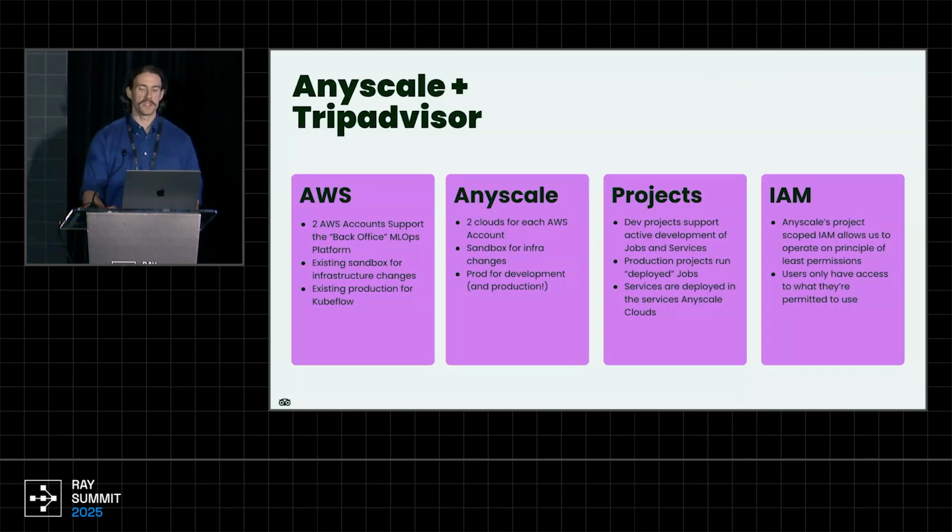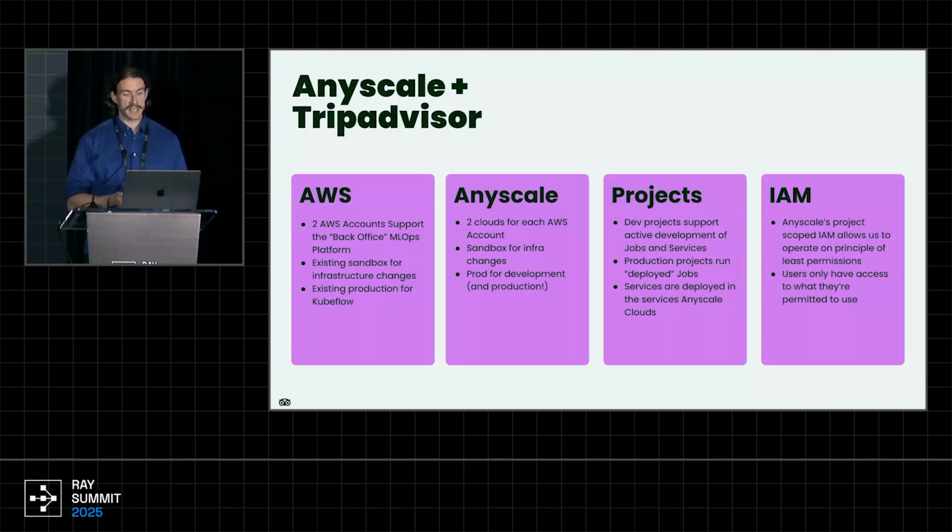So to talk in a little bit more detail about the infrastructure and MLOps setup. As I said, we have 2 back office AWS accounts: one sandbox for infrastructure testing and changes, and a production account for the offline workloads on Kubeflow. That gave us a logical separation for the Anyscale clouds, wrapping the AWS infrastructure that we have. So we have one sandbox Anyscale cloud and one production Anyscale cloud. These are divided into a number of Anyscale projects, which are separated by data science domain. A domain is an area of work, such as image data science or text data science. We have a development and a production project for each of those.